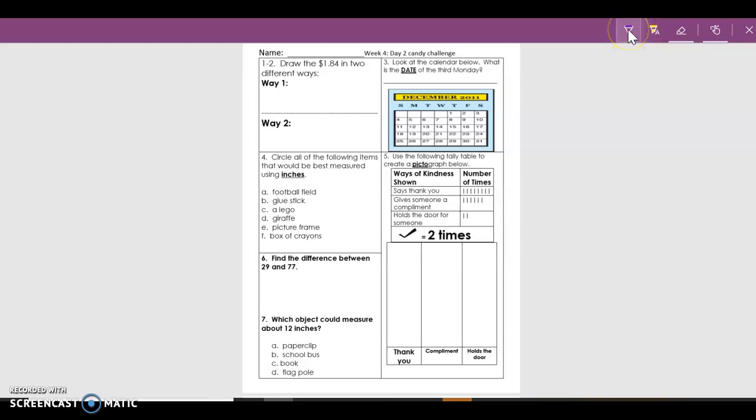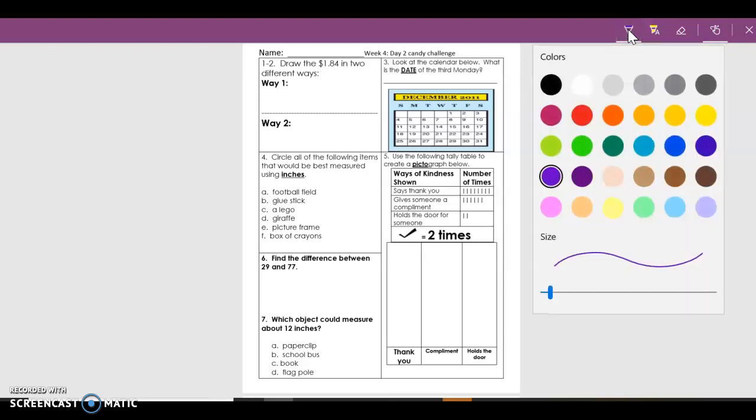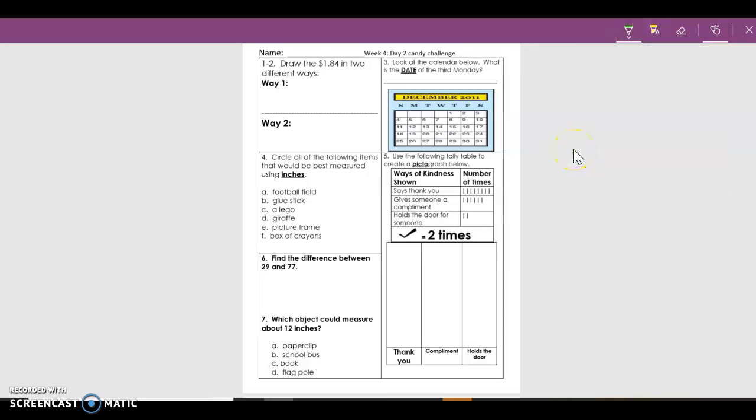All right, on to week 4, day 2, the second candy challenge we've given you. Let's go with, how about a green today? Questions 1 and 2 say draw $1.84 in two different ways.